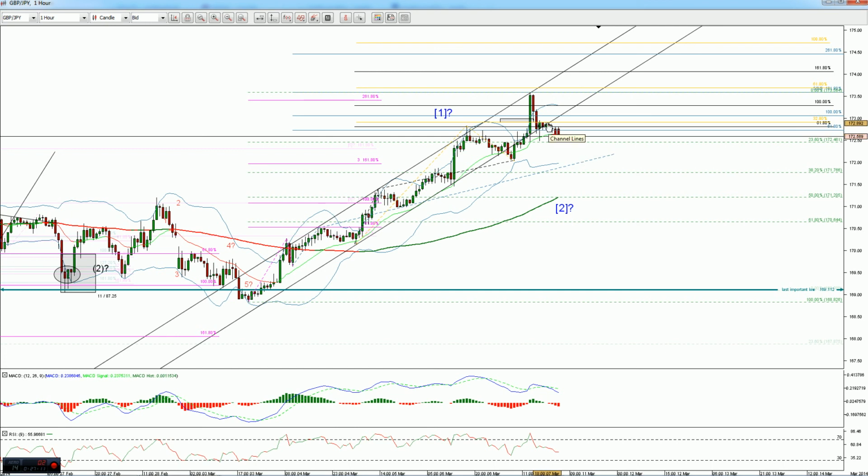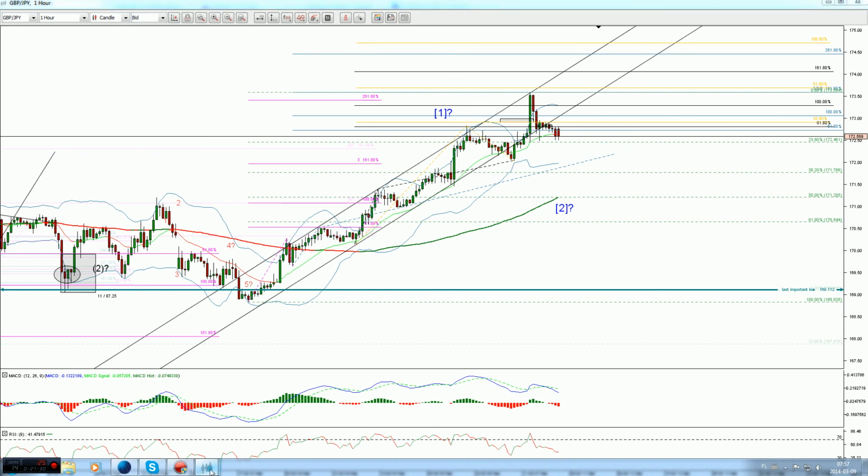Okay, so it may happen. Yeah, it's not 100% sure, especially on this 1 hour chart. It's a bit too fast for that. Anyway, that was the most important stuff for the Great Britain Pound Japanese Yen.